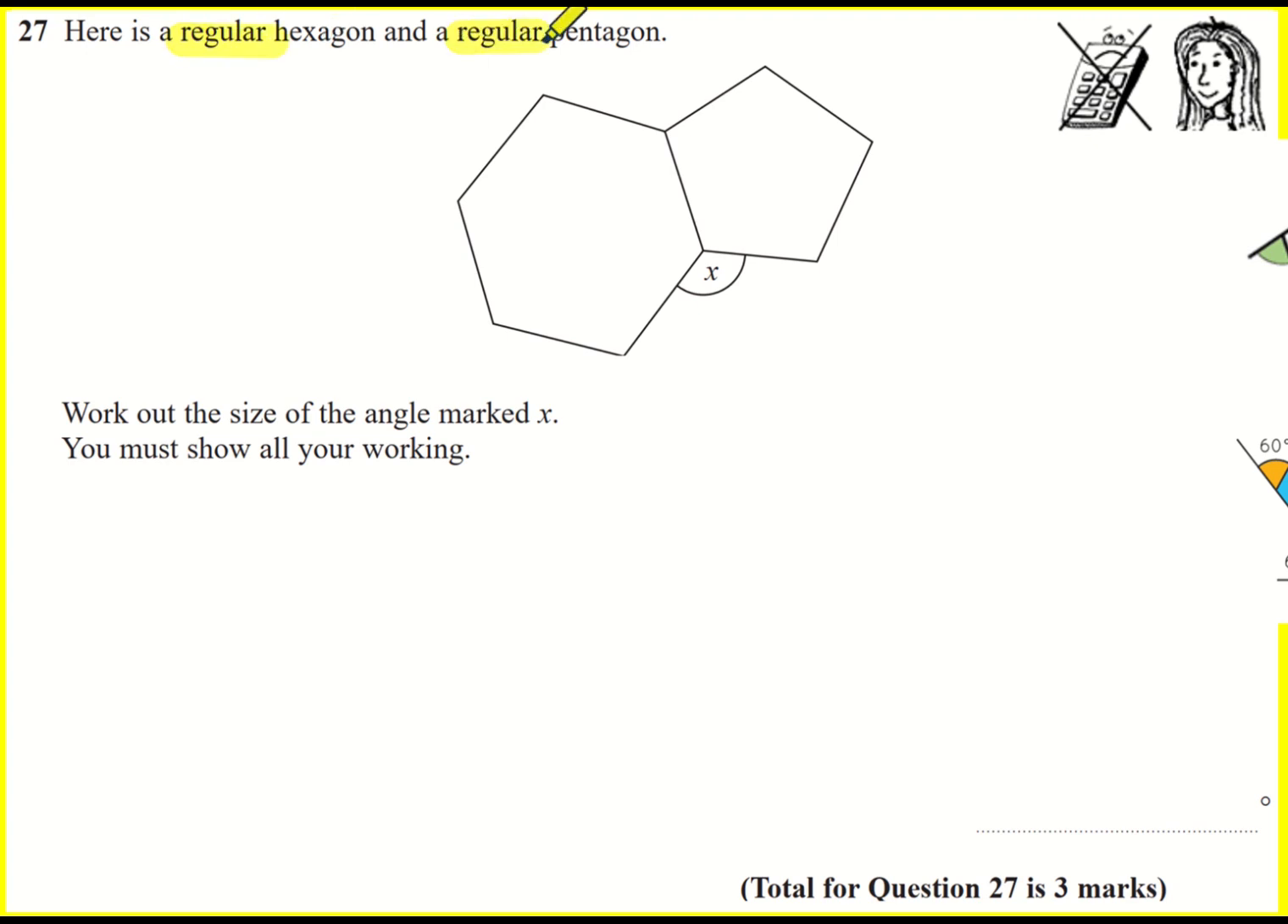Okay, what does that mean? It means that all the sides on each of those respective shapes are equal and all the angles are equal.